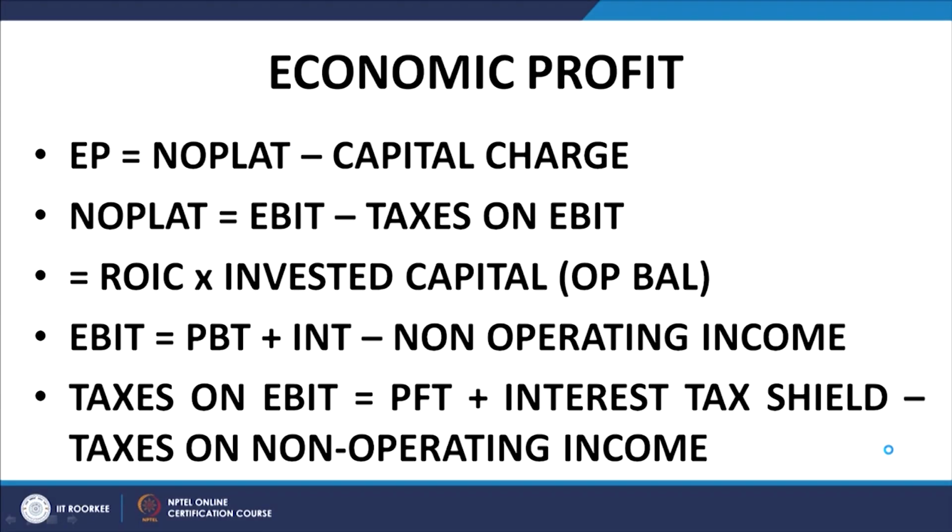Now, how do we work out the economic profit? Economic profit is worked out as the net operating profit less adjusted taxes minus capital charge. Net operating profit less adjusted taxes minus capital charge. And what is NOPLAT? NOPLAT, that is net operating profit less adjusted taxes, is equal to EBIT minus taxes on income. That is equal to return on invested capital into invested capital, opening balance of the year for which you are working out the NOPLAT.